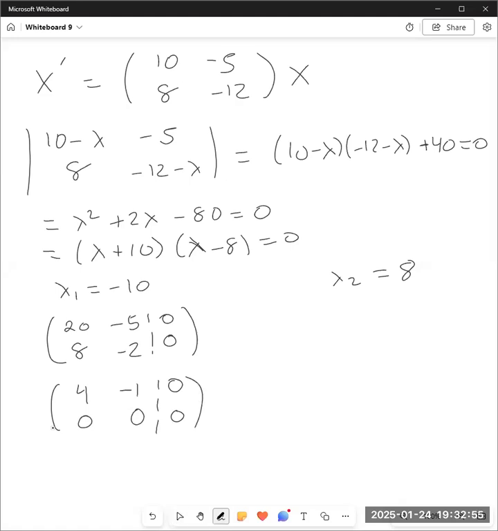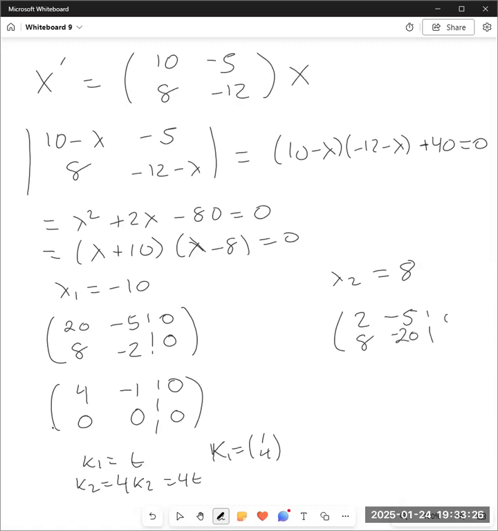So K2 is equal to 4K1, making this 4T. 1K1 is T, making capital K1 equal to 1, 4. Now lambda 2 is 8. 10 minus 8 is 2. And then this is negative 5. And then this is 8. And this is negative 12 minus 8 is negative 20.